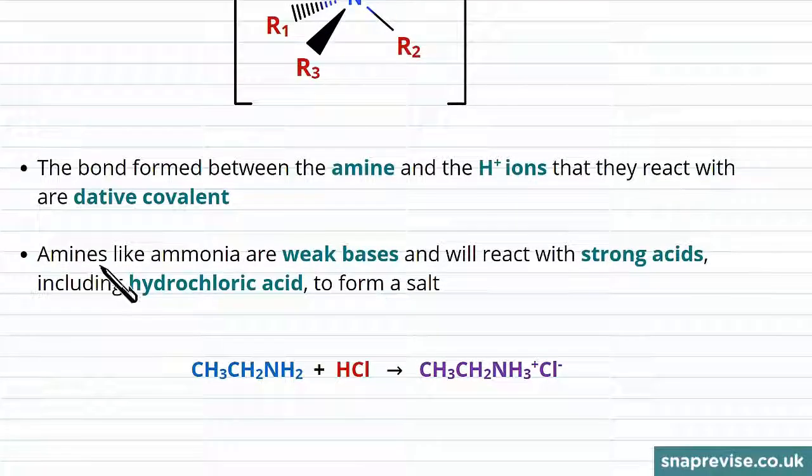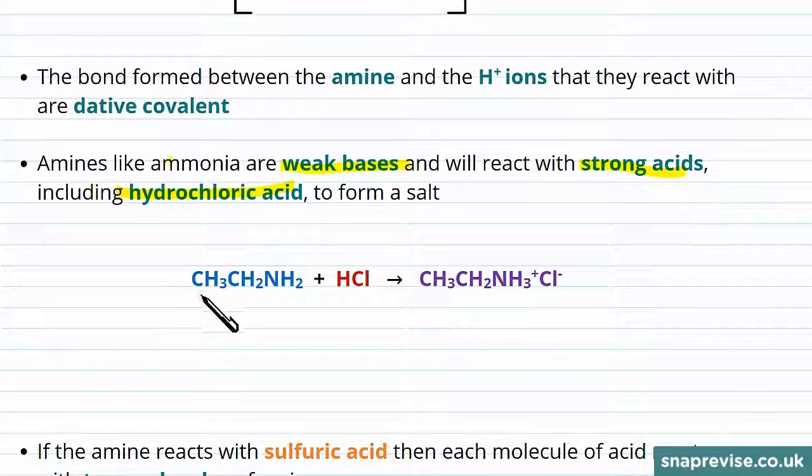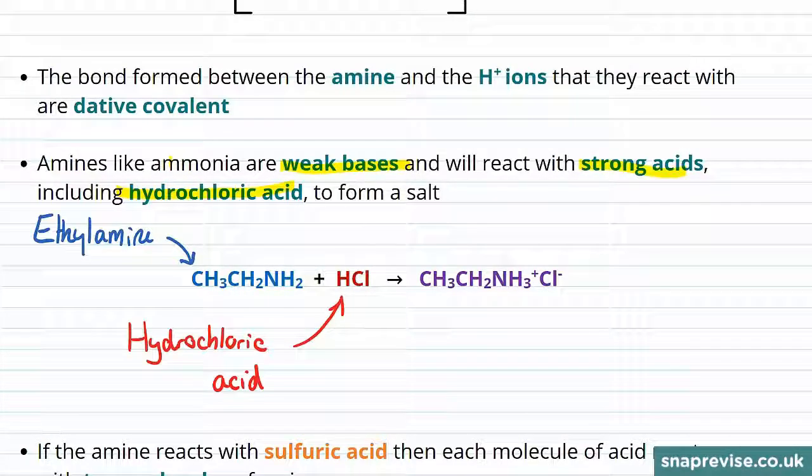So we're happy that amines are bases, and just like ammonia, amines are weak bases, and so they will react with strong acids, including hydrochloric acid, to form a salt. This can be shown with this reaction here, where we have ethylamine reacting with hydrochloric acid, and the salt that's formed is called an alkyl ammonium salt.